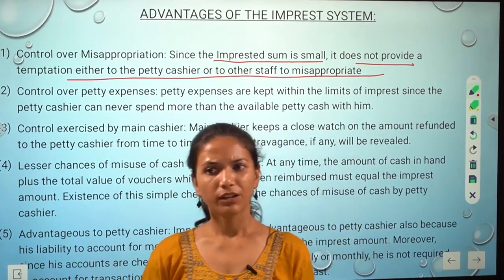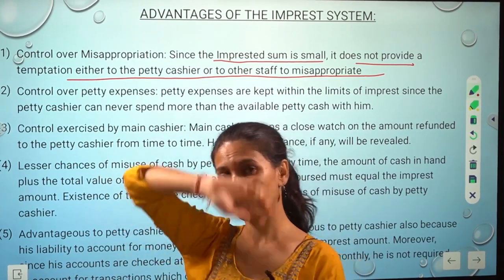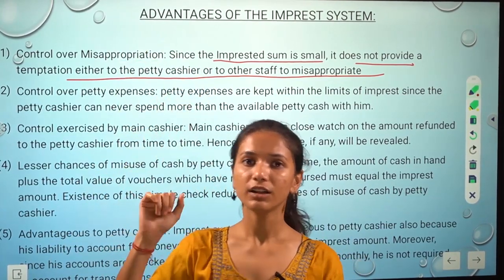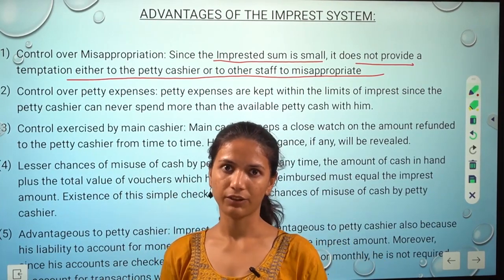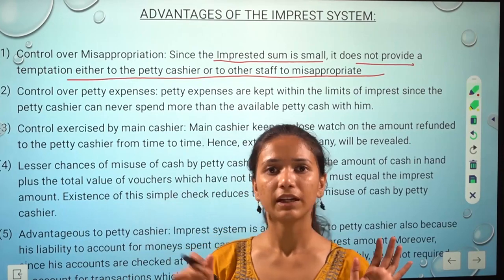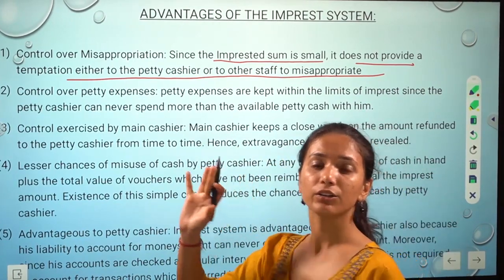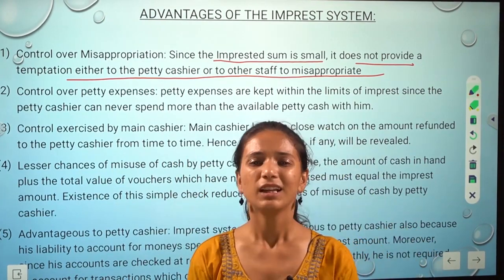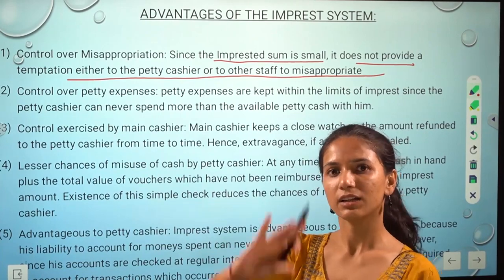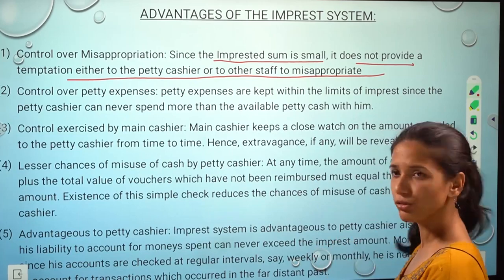No. Because he has been paid only 10,000 or 15,000 a month, I am saying for the large organization. For a small organization, he might be paid only 5,000. What will he do by taking 5,000? That's not going to benefit him. So that's why it is a proper control over misappropriation. No other staff or employees will be interested in taking that money and running away. Okay? So it is a control on them.